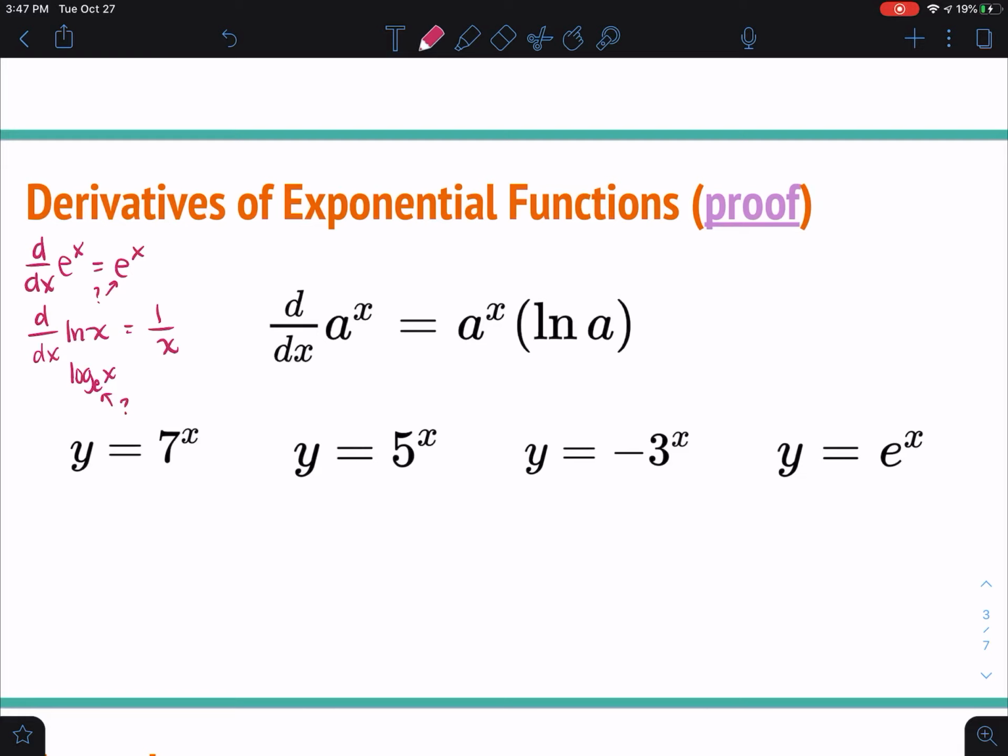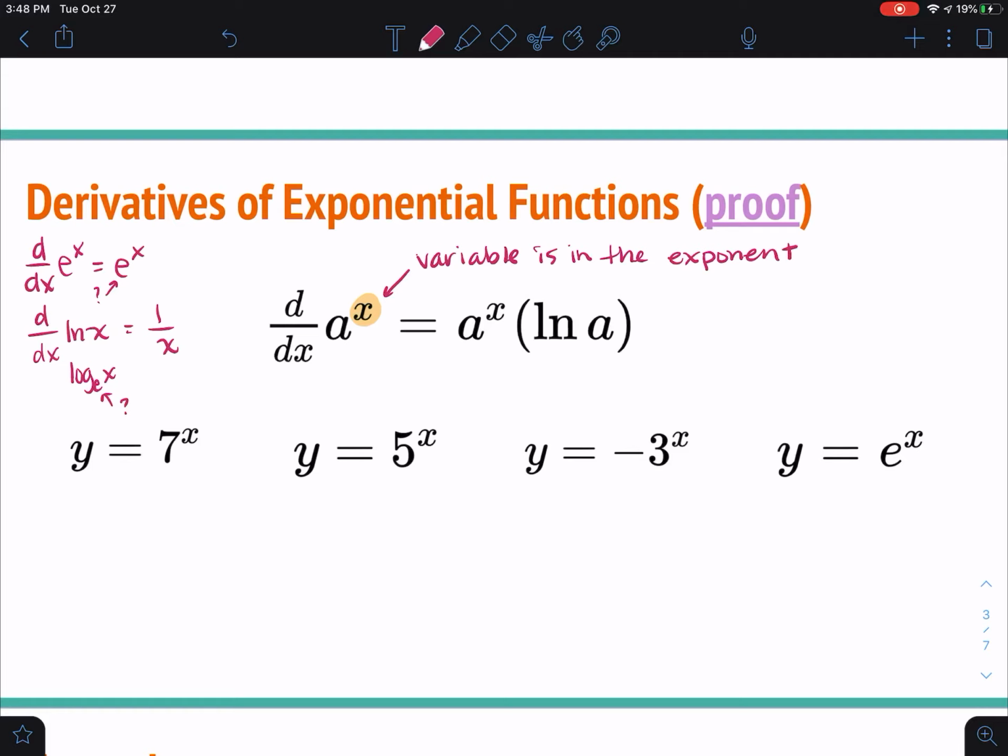So, a to the x power. The difference between this and the power rule is that we have our x up in the exponent. So the variable is in the exponent, okay? So we can't use our normal power rule.